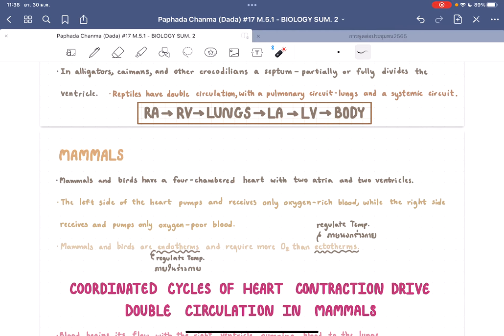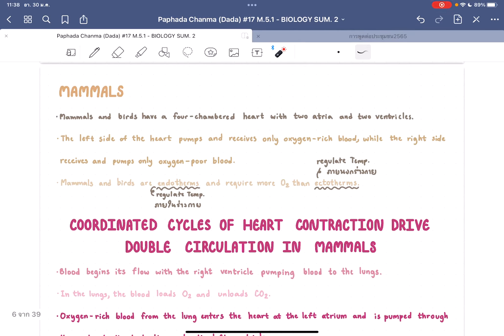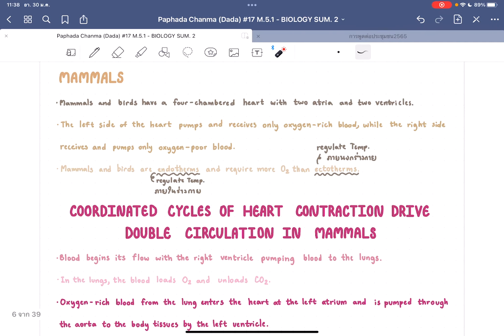Now the mammals. Mammals and birds have a four-chamber heart with two atria and two ventricles. The left side of the heart pumps and receives only oxygen-rich blood, while the right side receives and pumps only oxygen-poor blood. Mammals and birds are endotherms and require more oxygen than ectotherms. Endotherms regulate temperature inside our body, and ectotherms depend on temperature outside of our body.